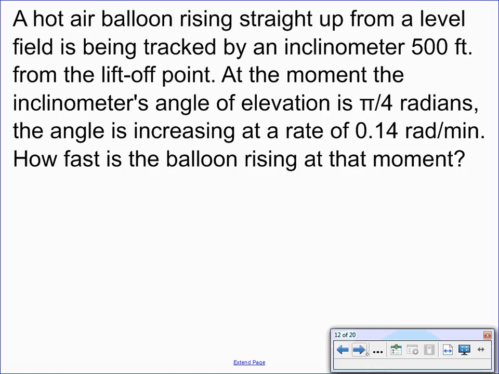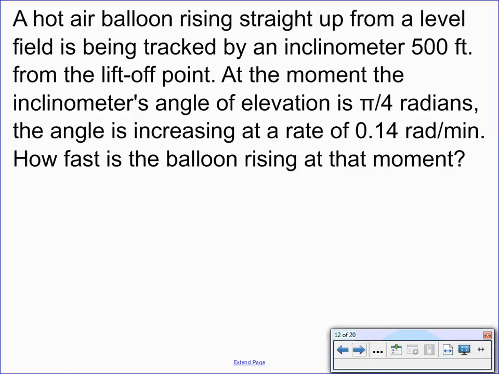Let's suppose that a hot air balloon is rising straight up from a level field and being tracked by an inclinometer 500 feet from the liftoff point. At the moment, the inclinometer's angle of elevation is pi over 4 radians. The angle is increasing at a rate of 0.14 radians per minute. How fast is the balloon rising at that moment?